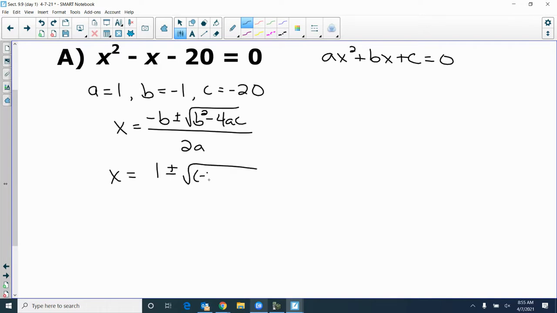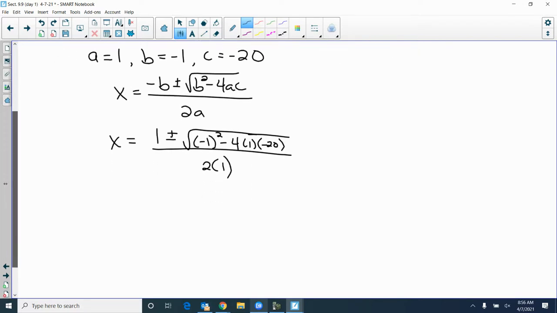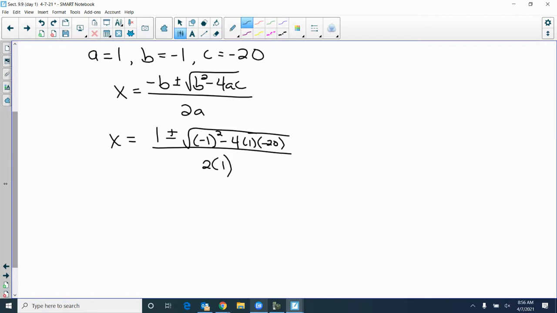Now here's where the biggest mistake occurs. You've got to put that in parentheses. -4 times a, which is 1, times c, which is -20, over 2 times 1. All right, here's the biggest issue.